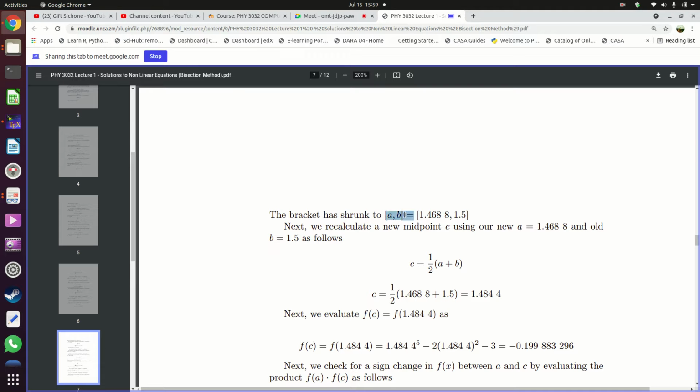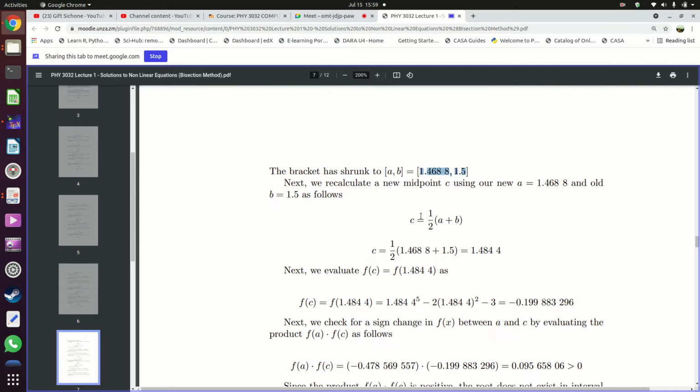So with that, our bracket shrinks again. Our AB becomes 1.4688, 1.5. You can see our bracket has become smaller and smaller. Somewhere between 1.4688 and 1.5, the function you've been looking at cuts the x-axis. So this is an example.